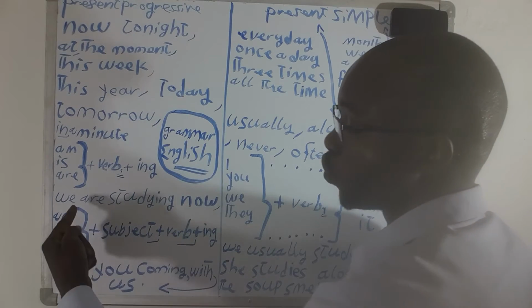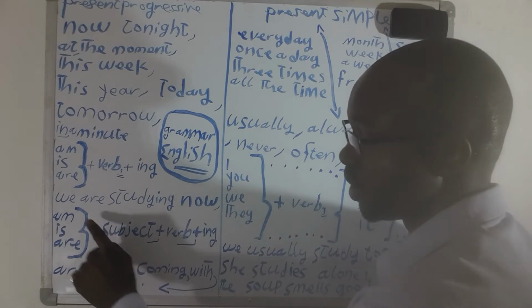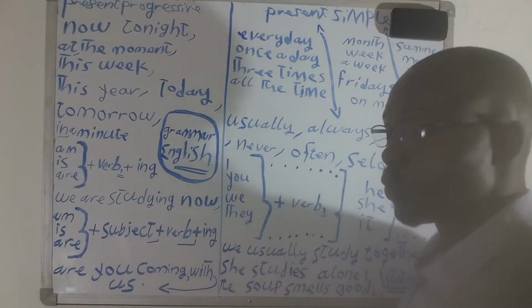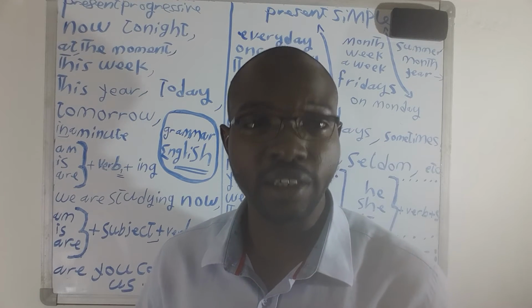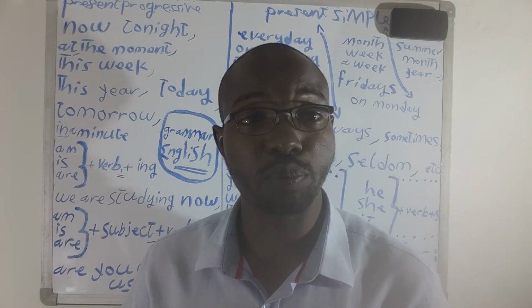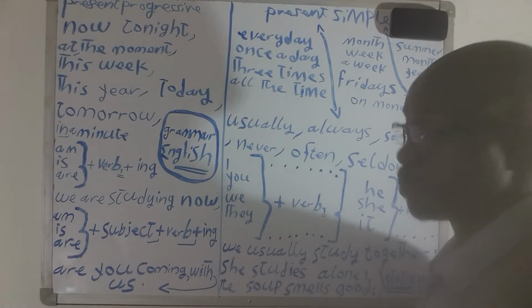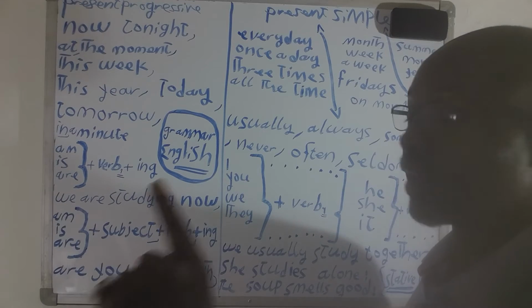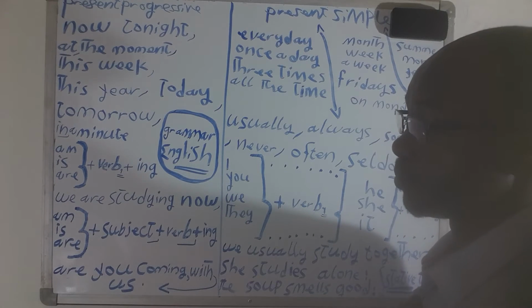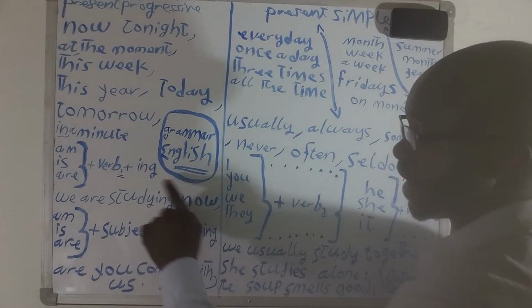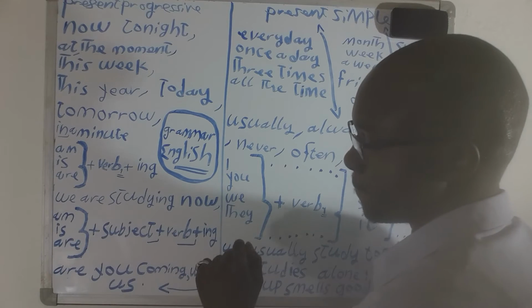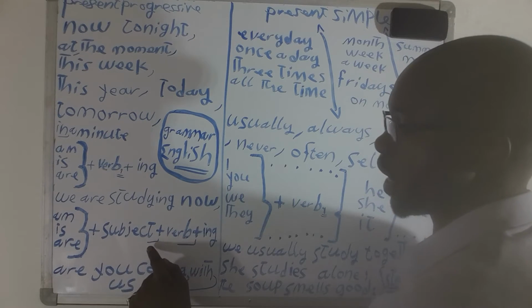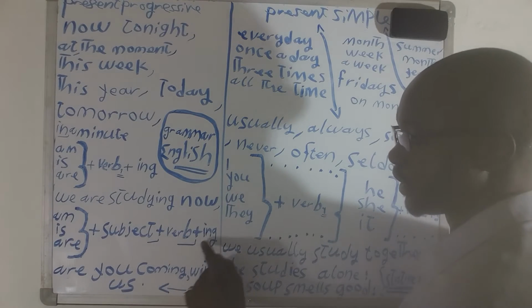How can we use these things? For example, we are studying now. Now we are studying in our class. Now I'm explaining to you. Now I am explaining. That means I am, and there is ing: explaining. I am, explaining. Subject, I am, explaining. Verb plus ing. We are studying now. Is, plus subject, plus verb, plus ing.